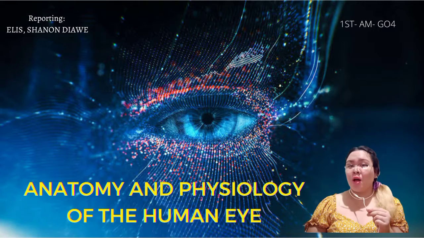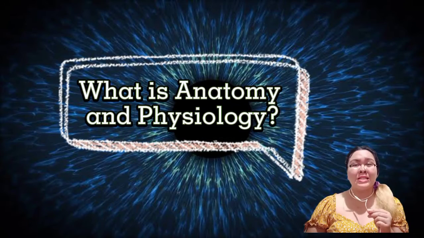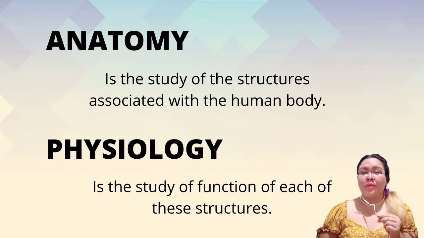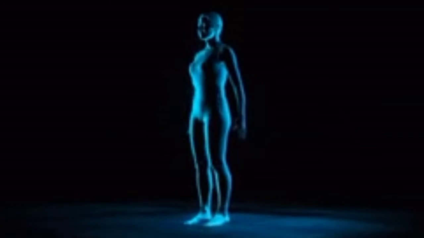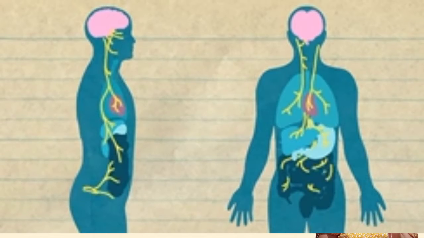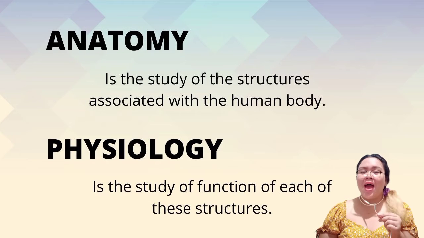Today, I'm going to discuss the anatomy and physiology of the human eye. Before that, let me explain what anatomy and physiology are. Anatomy is the study of structures associated with the human body, while physiology is the study of the function of each of these structures. The human body is often thought of as a complicated machine. Well, we know that. Now, let's focus on the human eye.